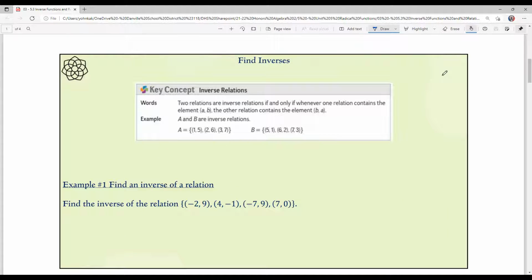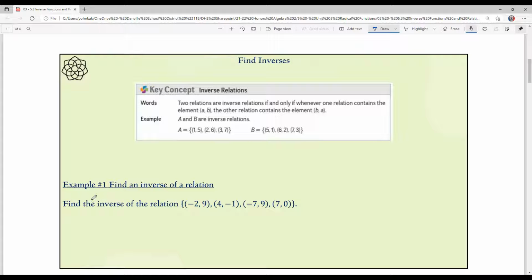So first let's talk about what an inverse function is. An inverse function is when you take one relation and you reverse the ordered pairs. So for instance, if you have a function that has (1, 5) as an ordered pair, the inverse will have (5, 1). If the function has (2, 6), the inverse has (6, 2). And if the function has (3, 7), the inverse has the ordered pair (7, 3). So inverse relations are when you take the ordered pairs and you swap the order.